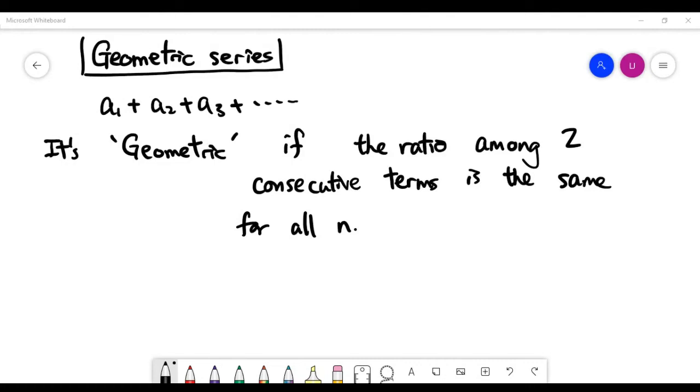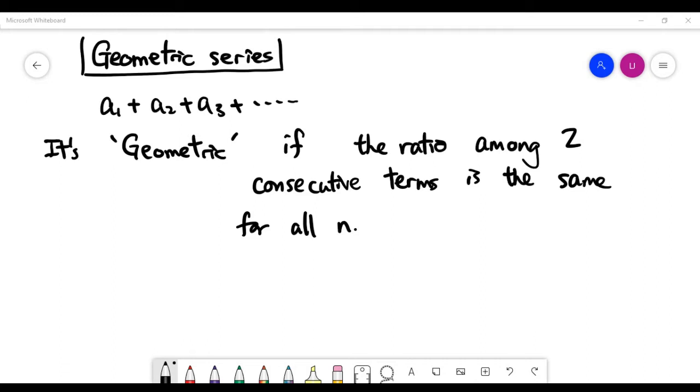So in this video, we'll describe the first method to check whether a certain infinite series is convergent or not. Let's look at this special case. We call an infinite series a geometric series if the ratio between two consecutive terms, for any pair of two consecutive terms, I would like to emphasize, is actually the same for all n.